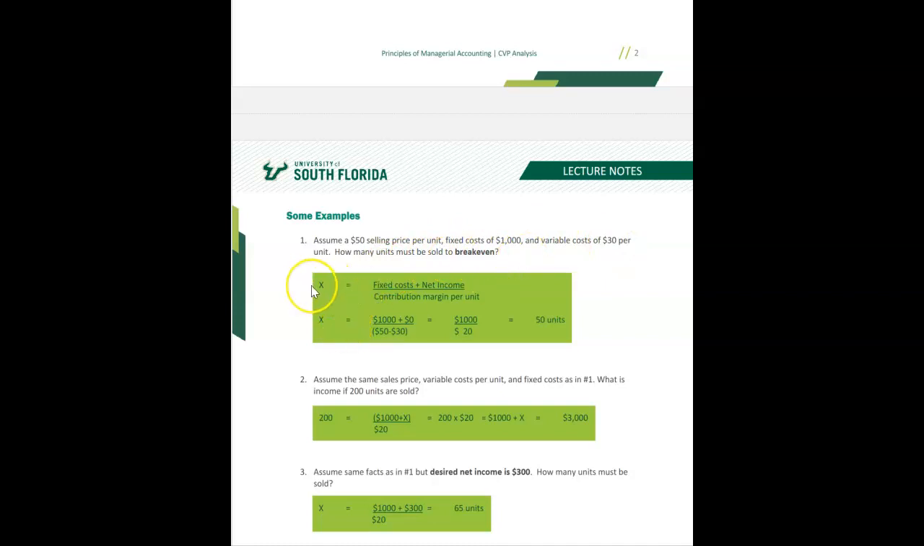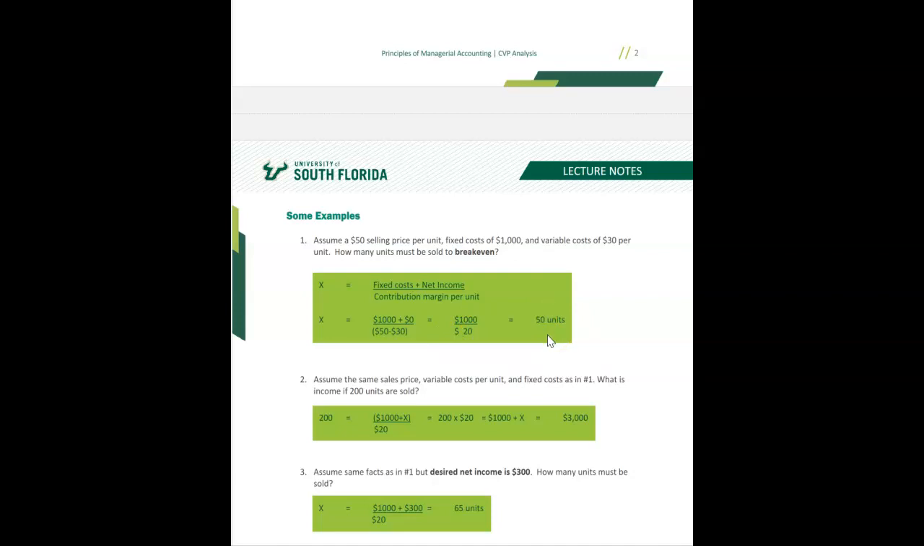This is our first break-even formula: the fixed costs plus net income, or a target income, divided by your contribution margin per unit gives you break-even units. So fixed costs divided by the CM per unit. Here our fixed costs are 1,000. We have no target income. Our contribution margin per unit is a selling price of 50 minus 30, so that's 20. So that's 50 units to break even.